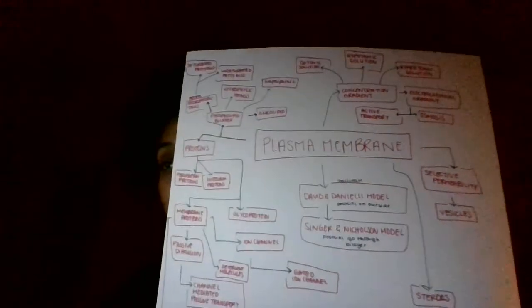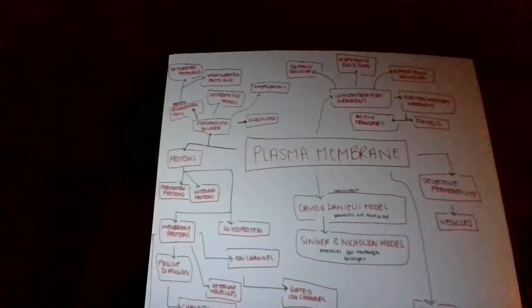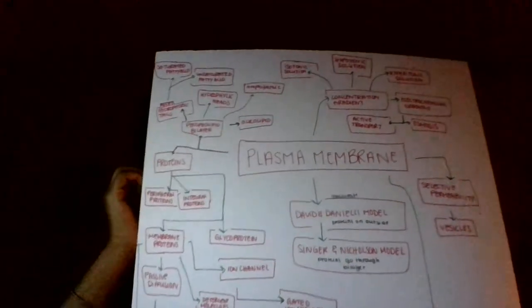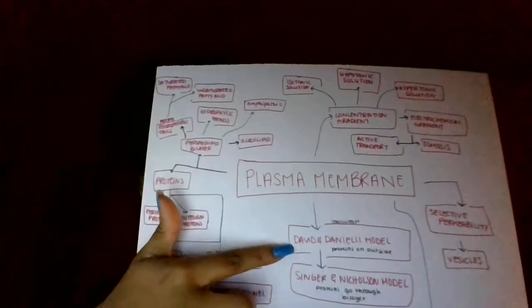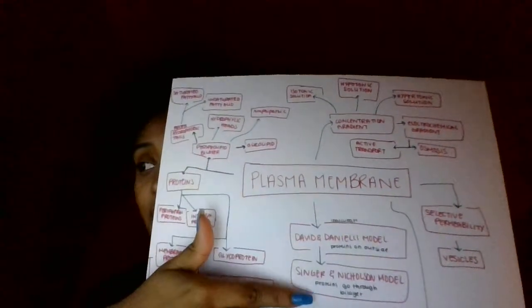So I'm going to start off with the plasma membrane. This is a semi-permeable membrane that encloses the cytoplasm of the cell. It's the middle, so I feel like it was the most important. And what this looks like is there's two models, the Davson and Danielli model and the Singer and Nicolson model.